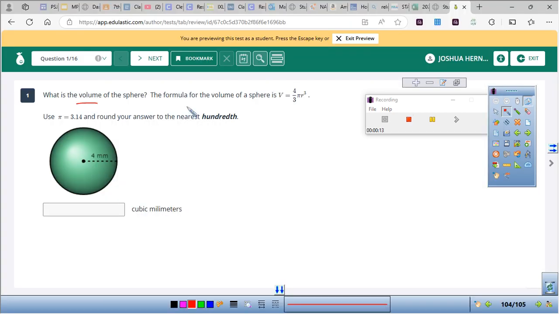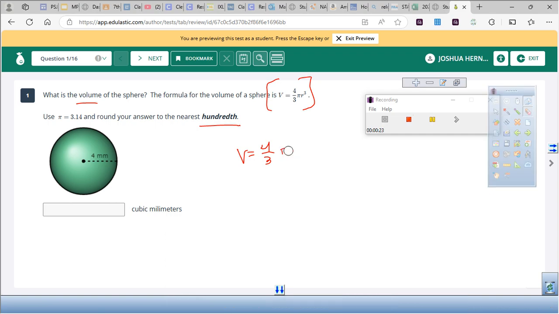What's the volume? Round to the hundredth. So we're gonna have to use that formula right here. Usually we have to go to the reference material, but it's given to us there. So we're gonna go 4 thirds pi, and we're gonna use 3.14 for pi, times radius 4 cubed. The radius is from the center to the circle itself, okay?